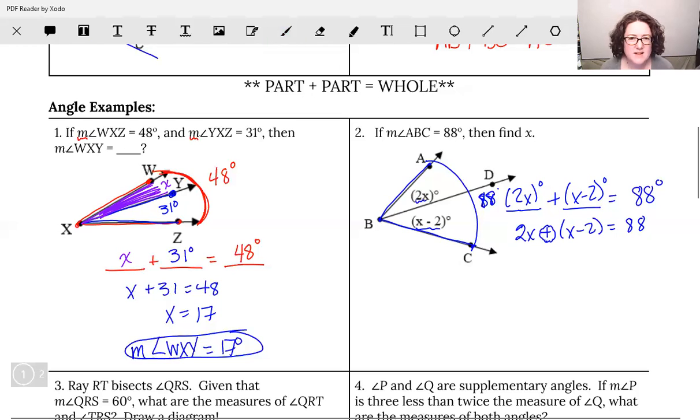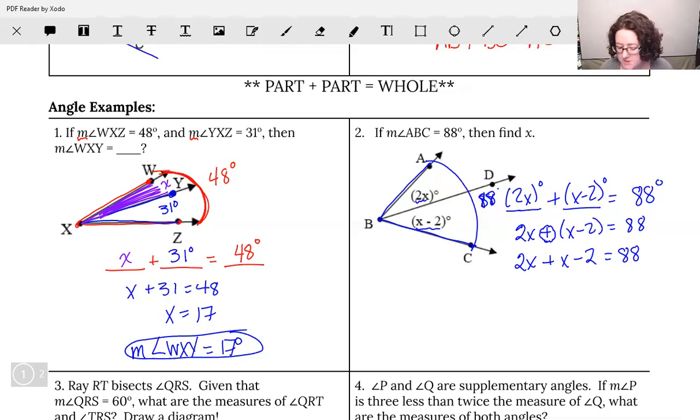Now I have a positive on the outside here, so I don't really have to worry so much on this problem. If I had a negative there, I would definitely want to distribute over everything in the parentheses. But right now, all I need to deal with is 2x plus x minus 2 equals 88. And again, the more of these that you do, you might not need to write all these steps, but it's never a bad idea to put every single one of your ideas down on paper.